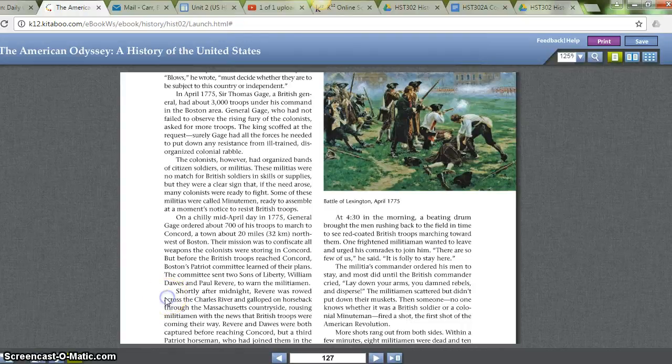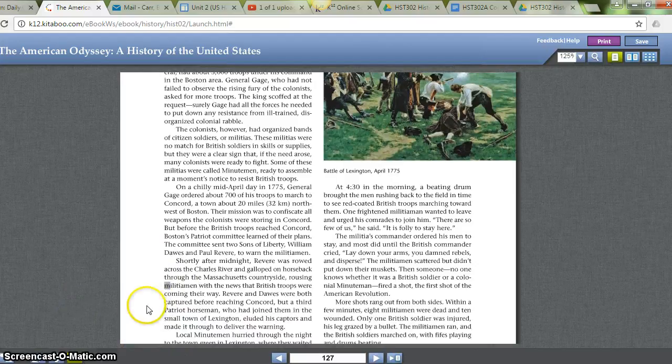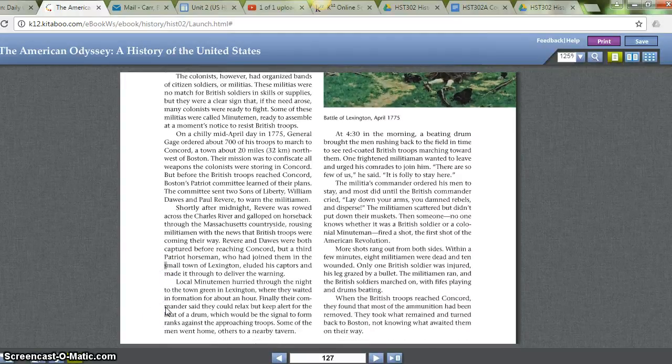Shortly after midnight, Revere rode across the Charles River and galloped on horseback through the Massachusetts countryside, rousing militiamen with the news that the British troops were coming their way. Revere and Dawes were both captured before reaching Concord, but a third Patriot horseman, who had joined them in the small town of Lexington, eluded his captors and made it through to deliver the warning.